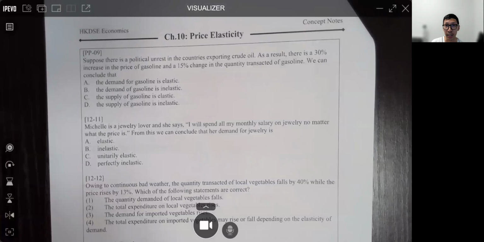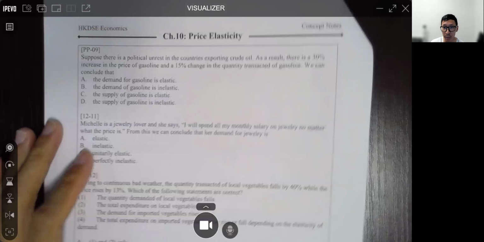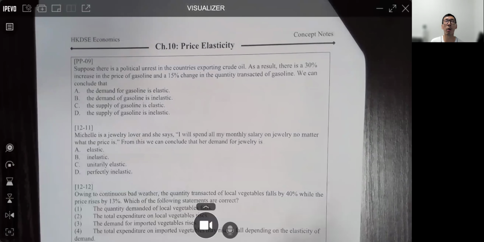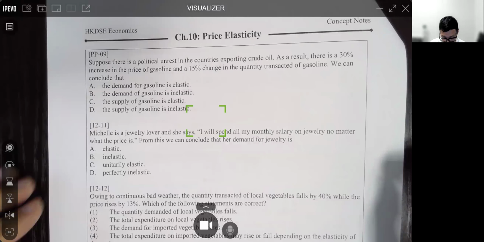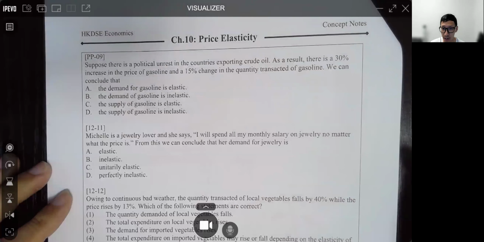If you know the logic, it's actually quite easy to do this kind of question. Why are Hong Kong's results in elasticity of demand so bad? Because they don't understand the logic. So you must understand the logic. If you don't, the lessons will be very hard for you. Okay, now next question, practice paper.